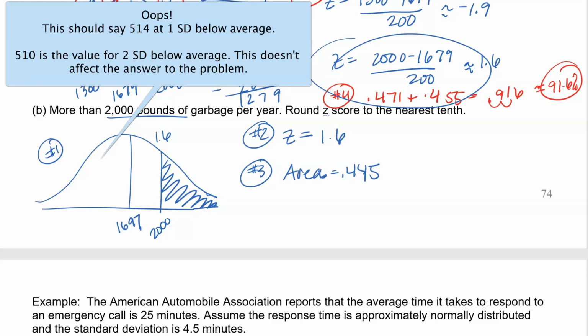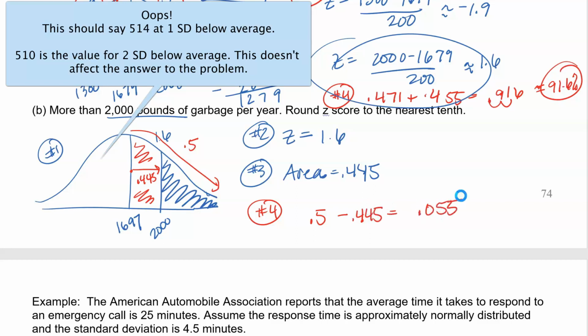That's the area starting at 0 going to that z-score. So 0.445 is all of this. Okay, but I want that blue area. So I know that the entire right-hand side of the curve is 0.5. So step 4 is just going to be to take 0.5 and subtract 0.445, and I get 0.055. Okay, and then if I want a percentage, I can move the decimal 2 spots to the right, and I get 5.5%. So 5.5% of people produce more than 2,000 pounds of garbage per year.